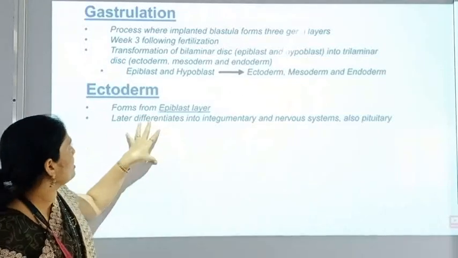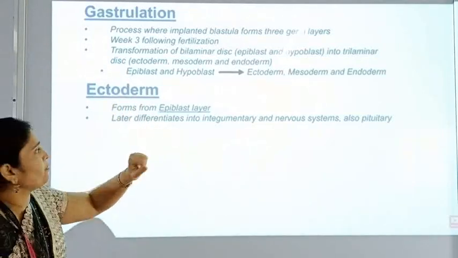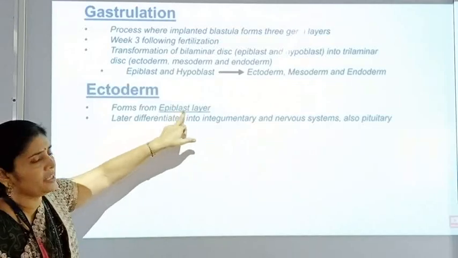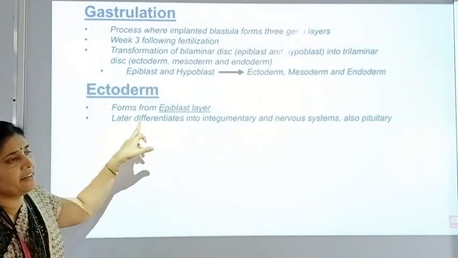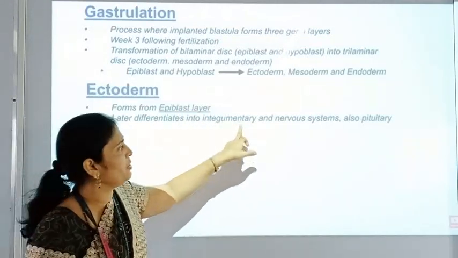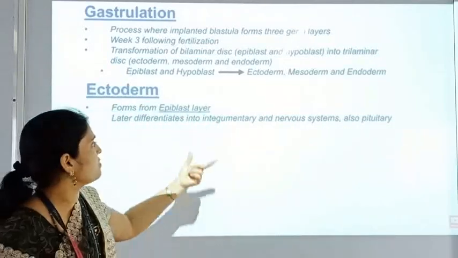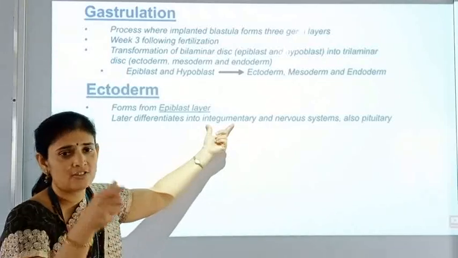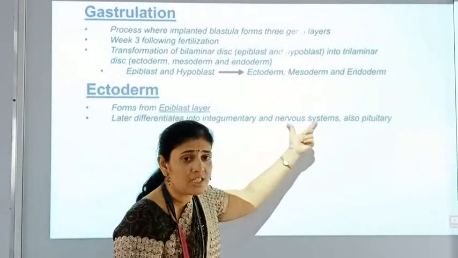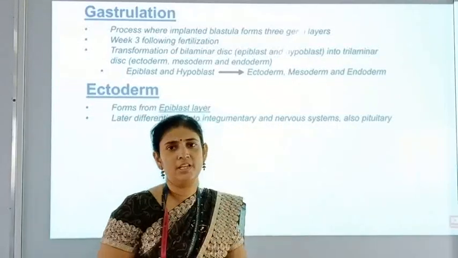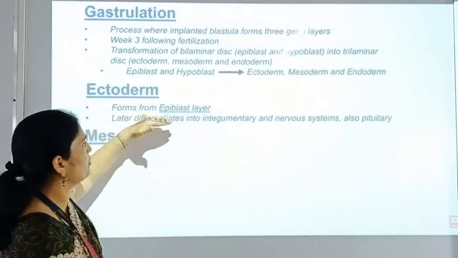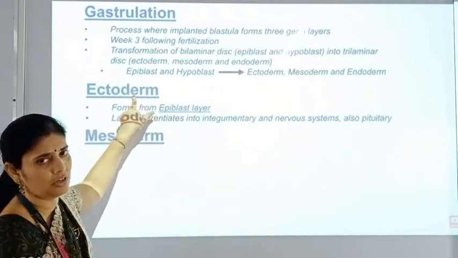Ectoderm is the first layer, formed by the epiblast layer, and later it differentiates into the integumentary and nervous systems, and also the pituitary gland. So these structures, the integumentary part and the nervous system part along with the pituitary gland, are formed with the help of the epiblast layer, that is ectoderm.